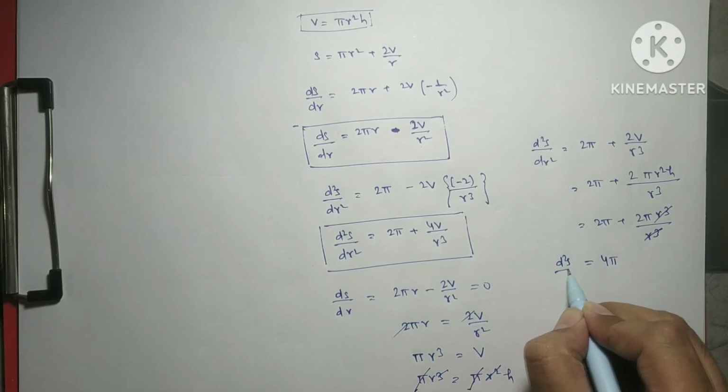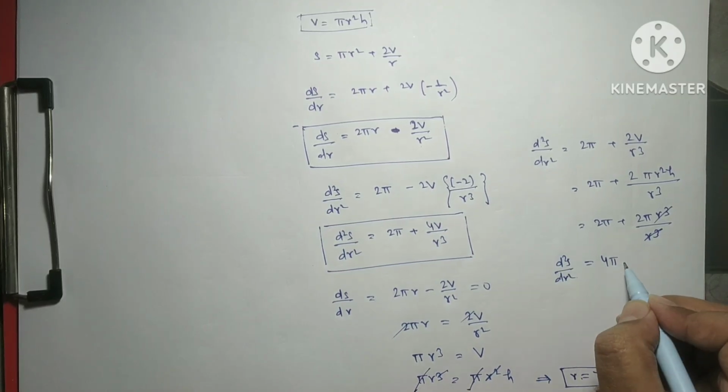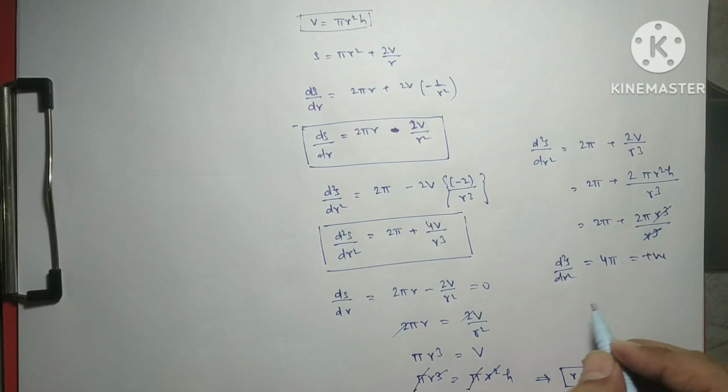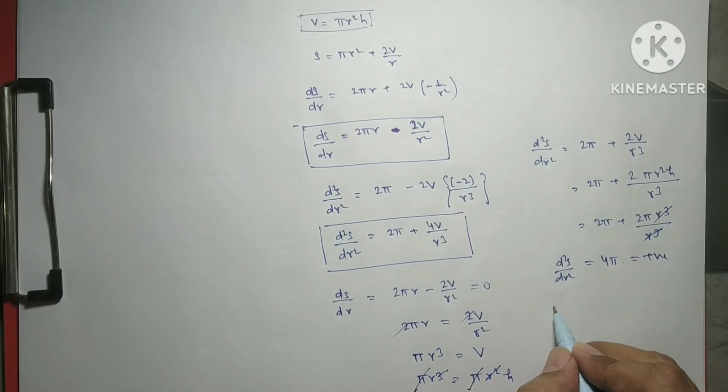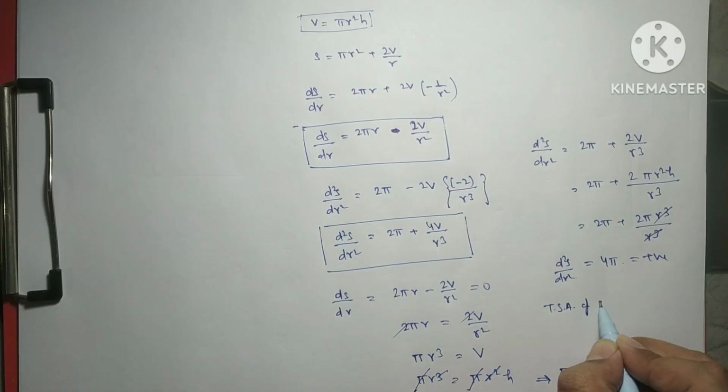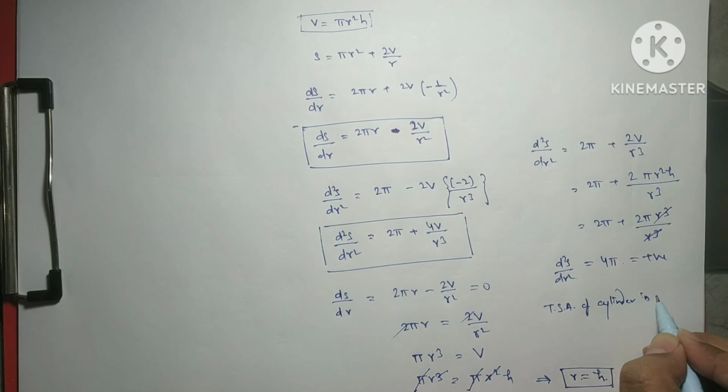It means d2s over dr square is positive. If it is positive, it shows the total surface area of cylinder is minimum.